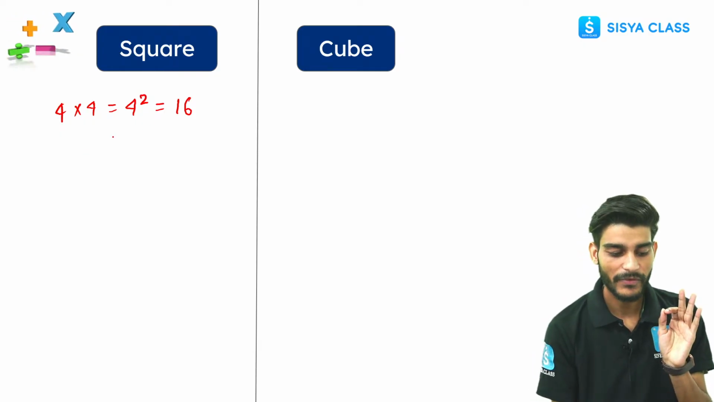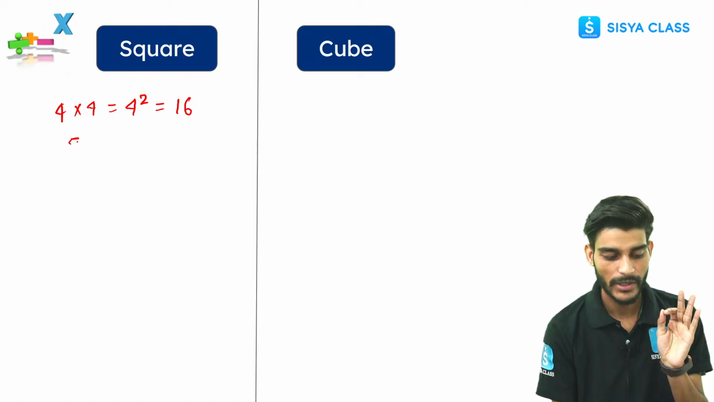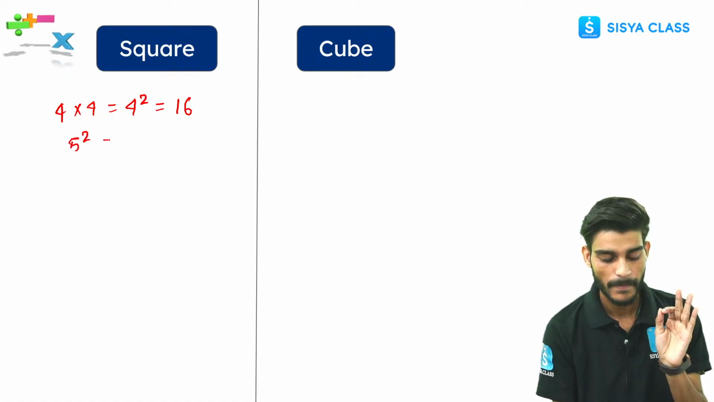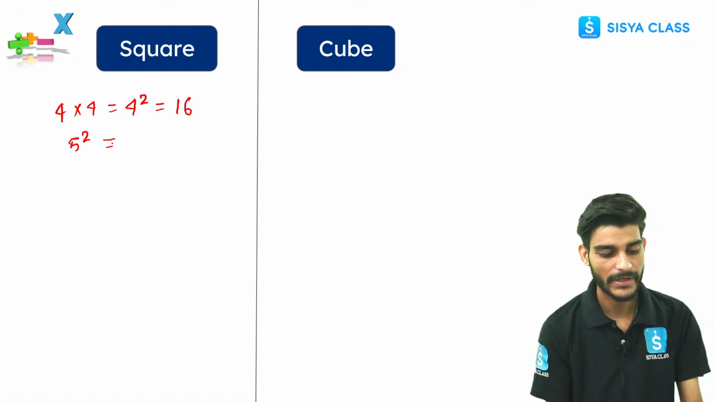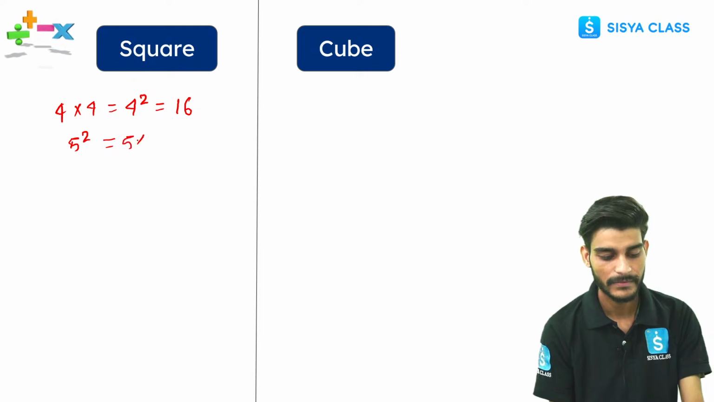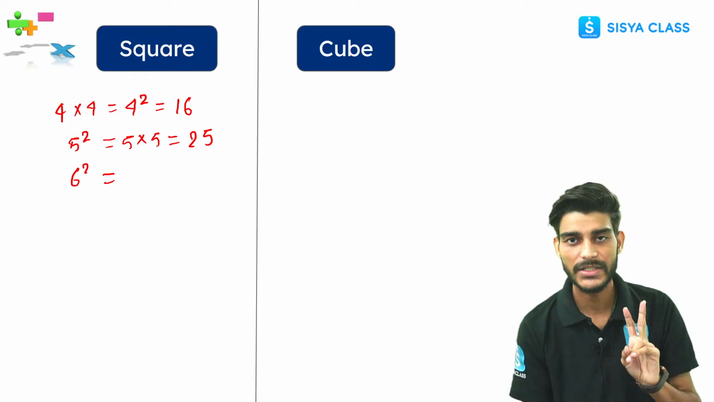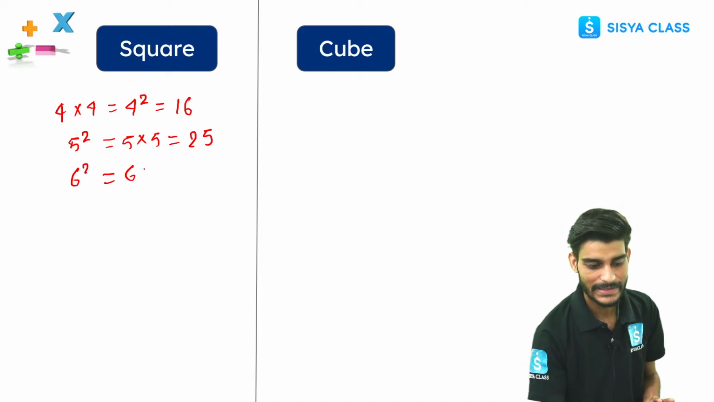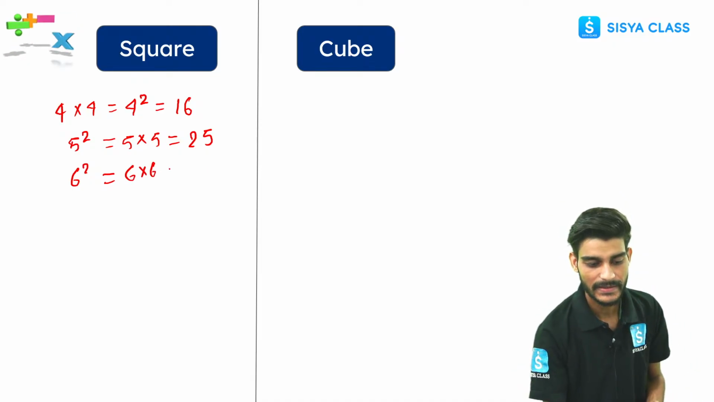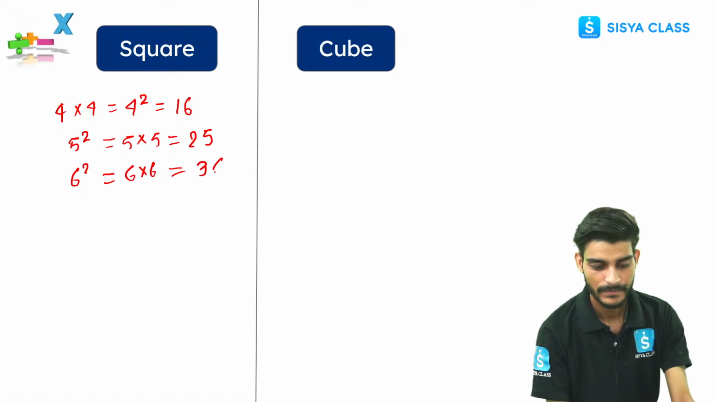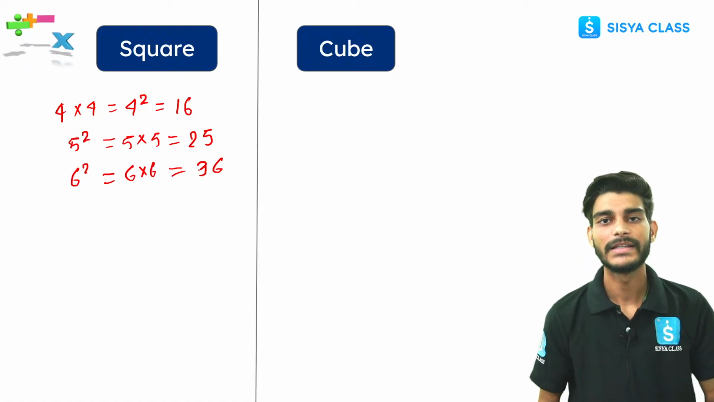Clear? So if I have to find 5 square, I'll multiply 5 2 times. So 5 into 5, that is 25. If I have to find 6 square, I'll again multiply 6 into 6, 2 times. So 6 into 6, that is 36. Clear? This is what a square is.